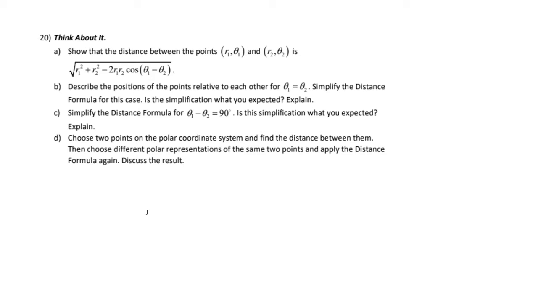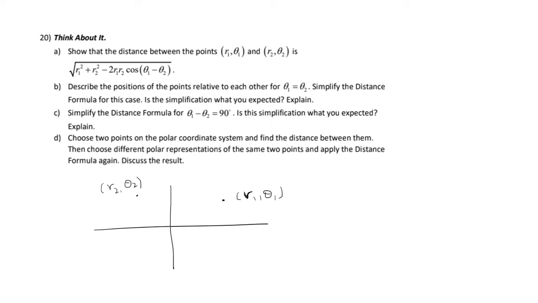Okay, so for part A, we want to show that the distance between the points r1, theta 1 and r2, theta 2 is given by the square root. The way I'm going to do this is just assume r1, theta 1 is somewhere in the first quadrant. It doesn't really matter where it is, but you have to put it somewhere. And I'll just say r2, theta 2 is in the second quadrant.